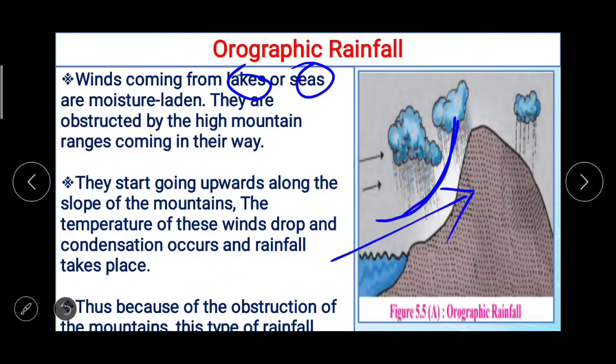Then the temperature of these winds drops. The temperature decreases. The temperature of these winds drops and condensation occurs and rainfall takes place. So thus, because of the obstruction, the important factor of this type of rainfall is obstruction by the mountains, and this type of rainfall occurs.